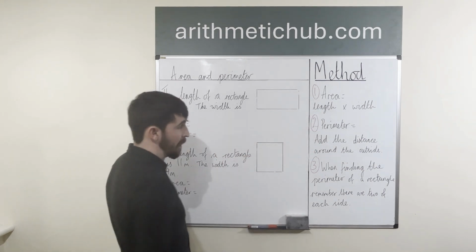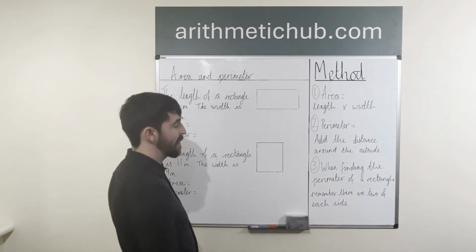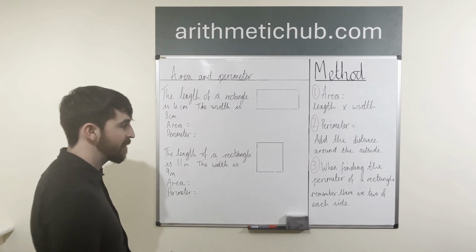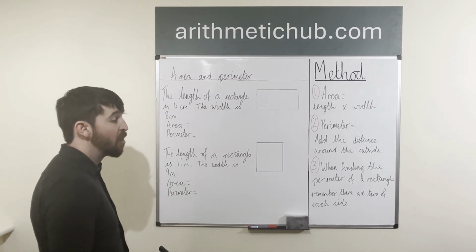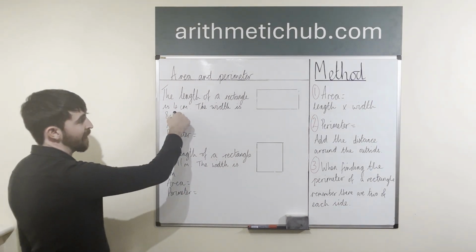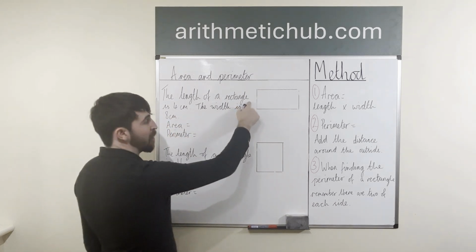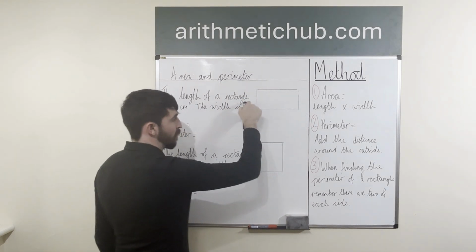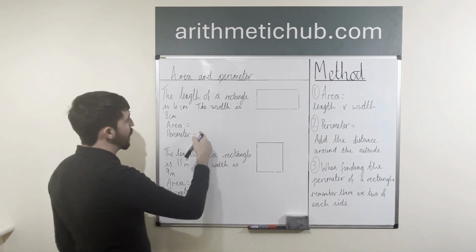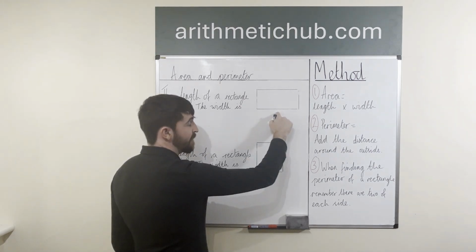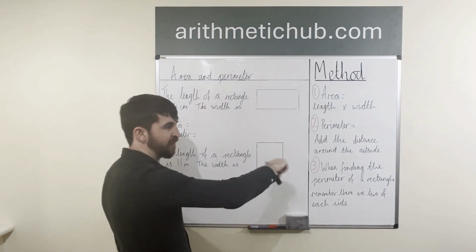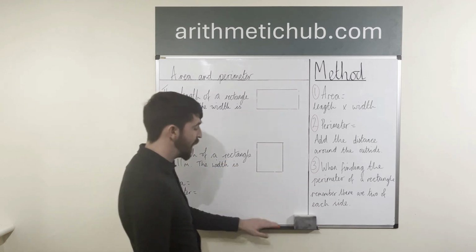So, let's go back through our method then. The area is the length times the width, the perimeter is you add the distance around the outside, then the third part of the method says, when finding the perimeter of a rectangle, remember there are two of each side. So we are given the length of the rectangle is 4 centimetres. We don't just have one side, but we have two, don't we? We've got 4 centimetres here and 4 centimetres here, okay? And then the width of the rectangle is 8 centimetres. We've got 8 centimetres here and 8 centimetres here, because if we were only to use one of them, it would just be sort of like an L shape, it wouldn't be a full shape, okay?